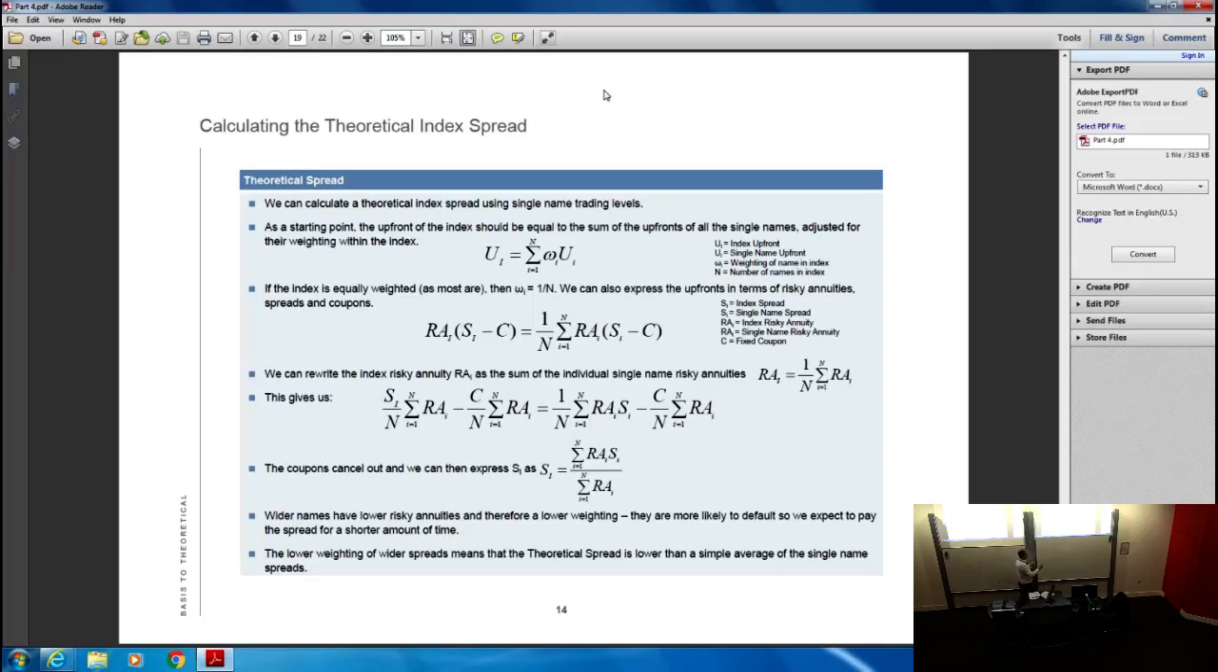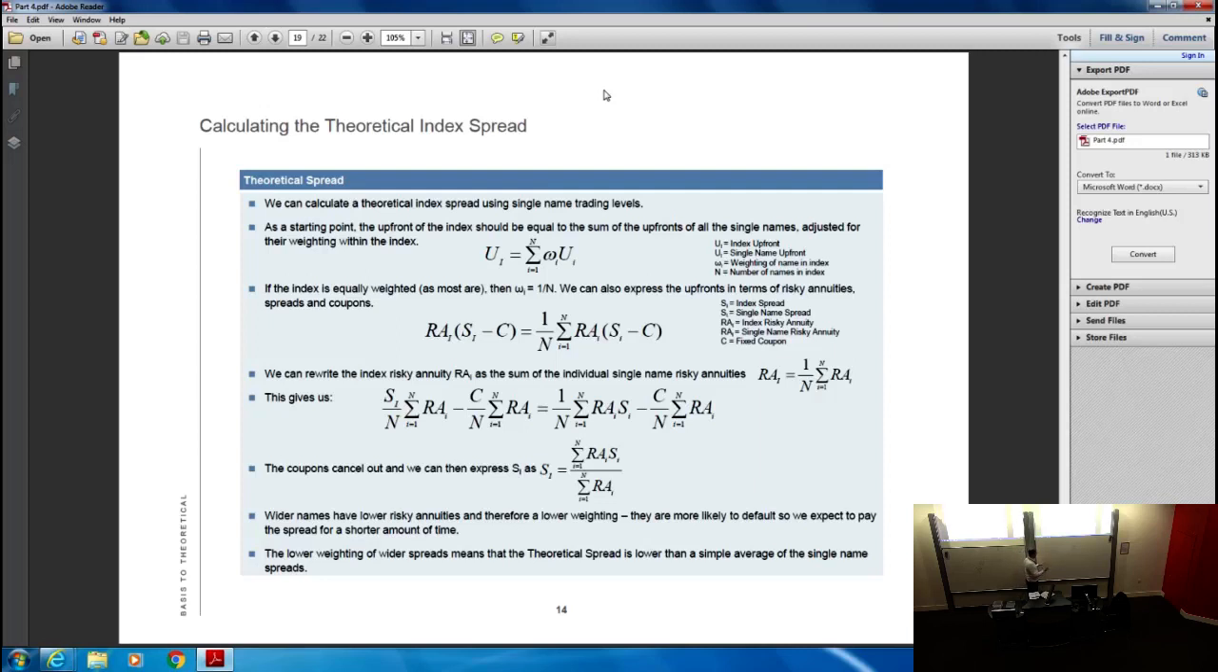Depending on how we weight them, the cost of buying protection on 125 names is just the sum of buying protection on all of those 125 names. Since in our example we're equally weighting everything, that is going to be equal to 1 over n times the sum of ui. So all of these things are equally weighted throughout the portfolio.